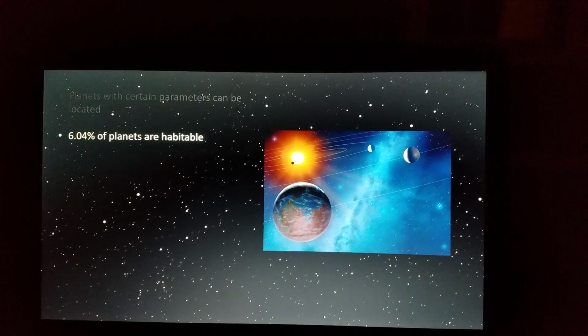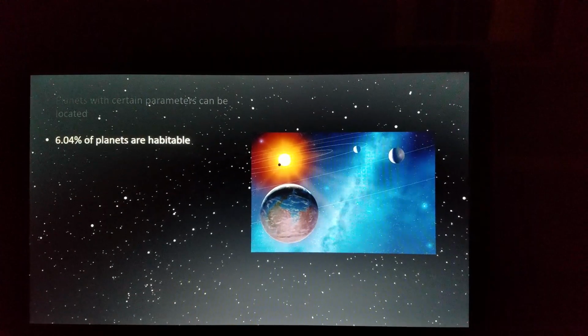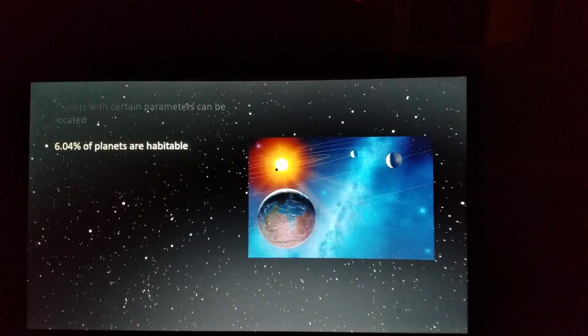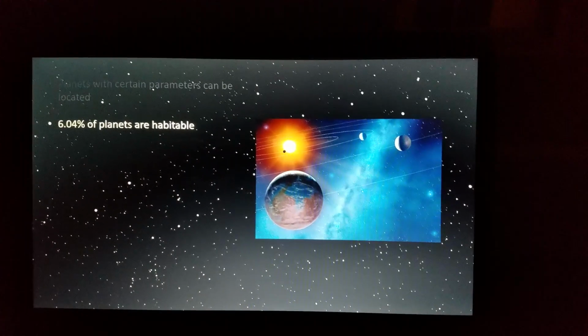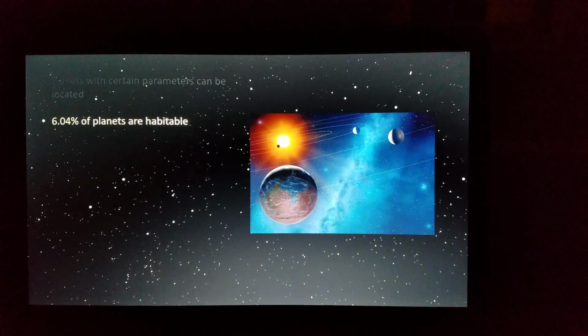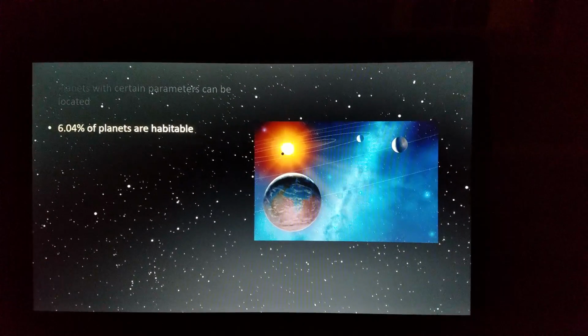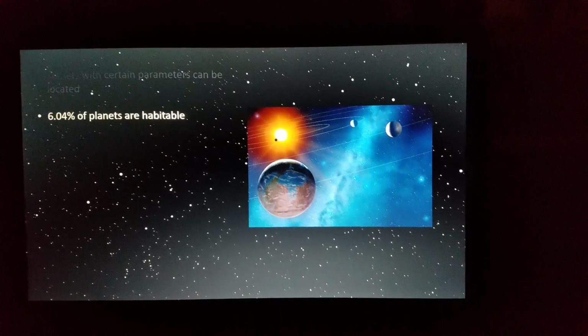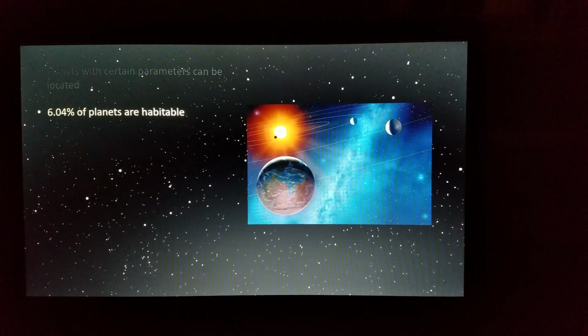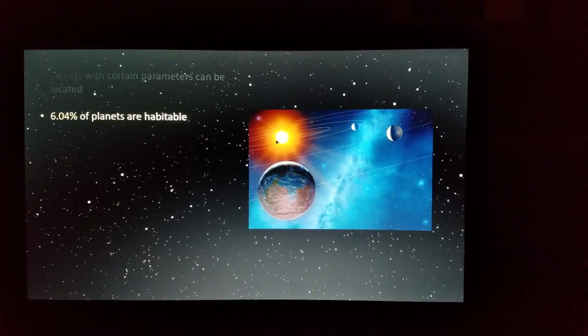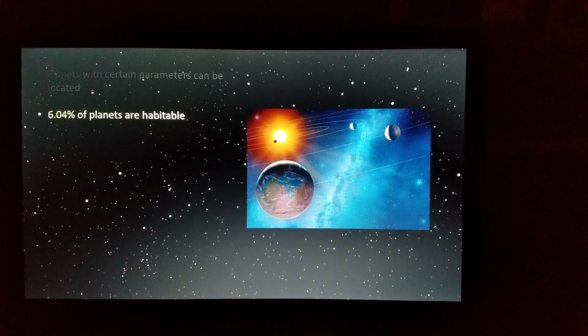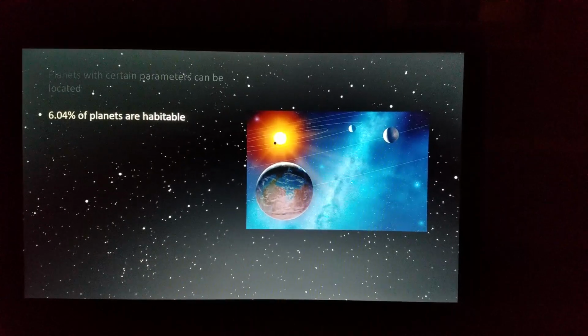Now with the habitability of the planet, I found that 6.04% of the planets within this data set are habitable. This means approximately out of every 100 planets we find, 6 will have the ability to support water. This means a great deal about the potential life and colonization efforts in the far future.